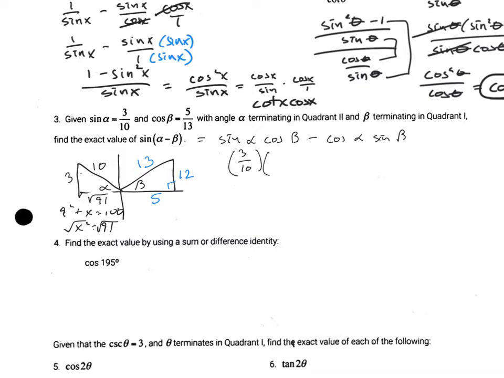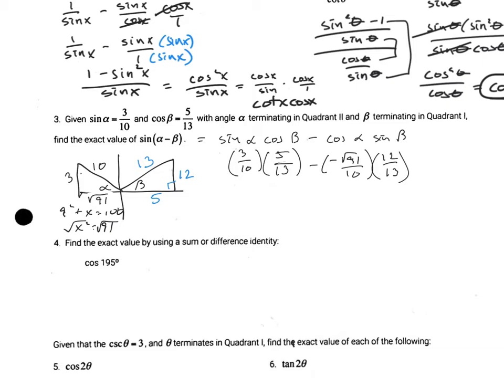Cosine beta, they also gave us that first quadrant, positive. That's 5/13. Cosine alpha, now we're back to the second quadrant. Cosine is negative in that quadrant, so it's going to be negative radical 91 over 10. Sine of beta, sine is positive in this quadrant, so we have 12 over 13.